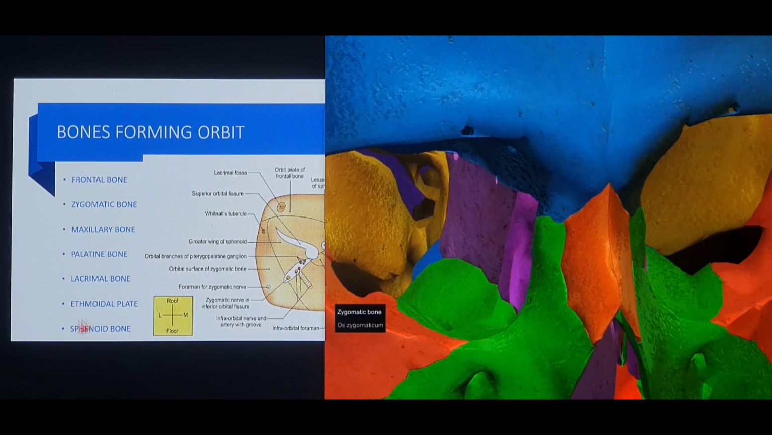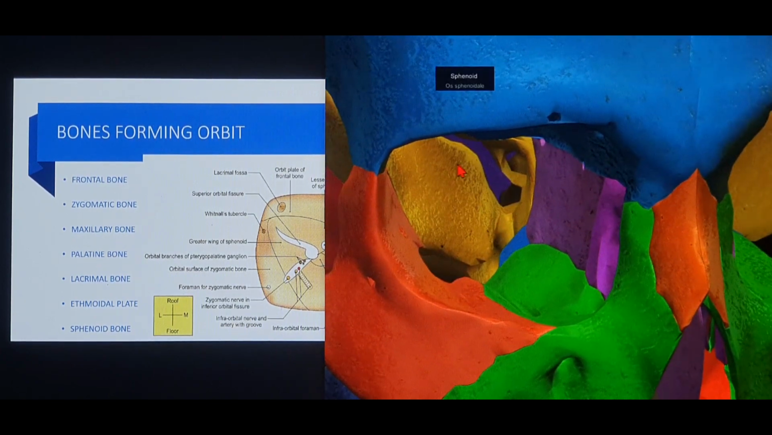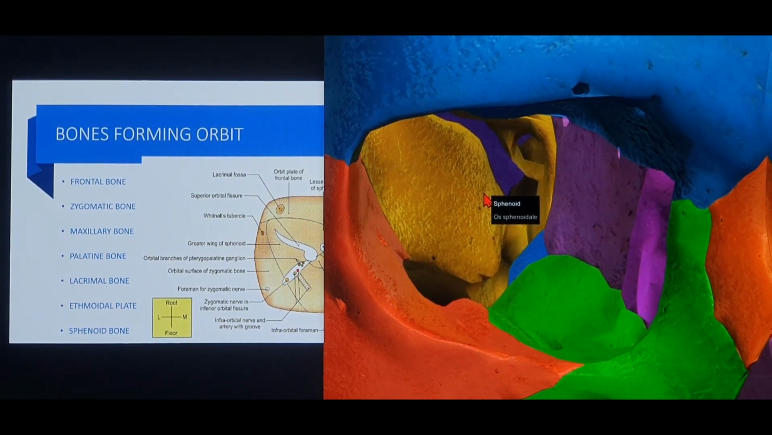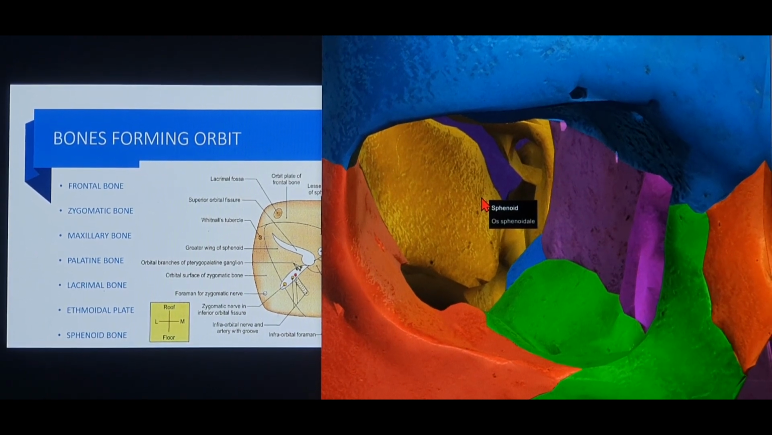The last one is the sphenoid bone. Whatever you see in yellow in the posterior-most aspect over here is nothing but the sphenoid bone in extent. So we have these 7 bones in general that form the entire orbital bony anatomy.